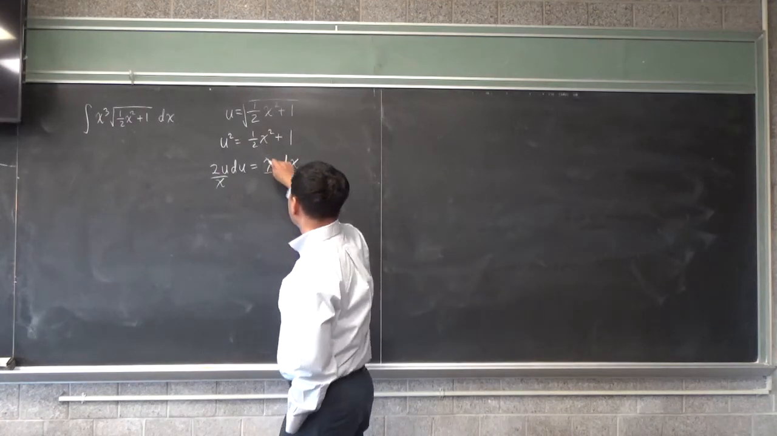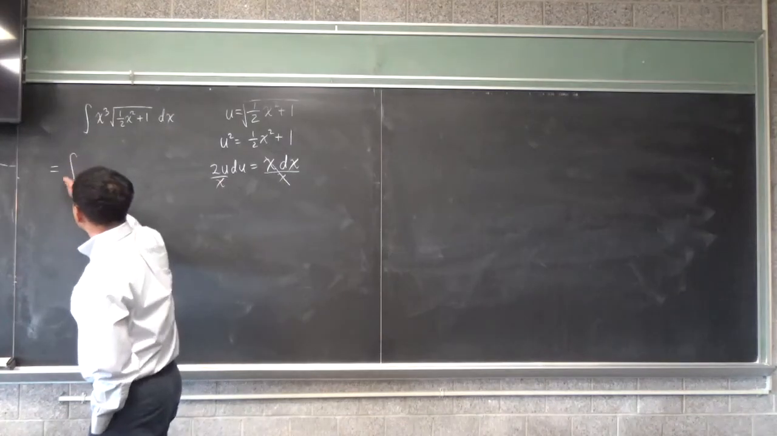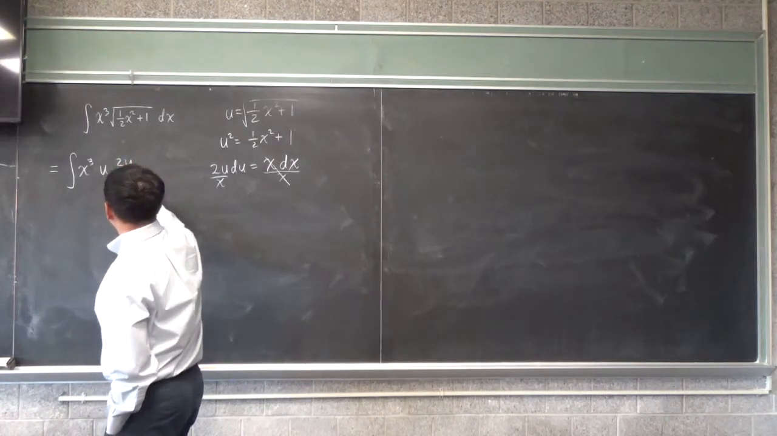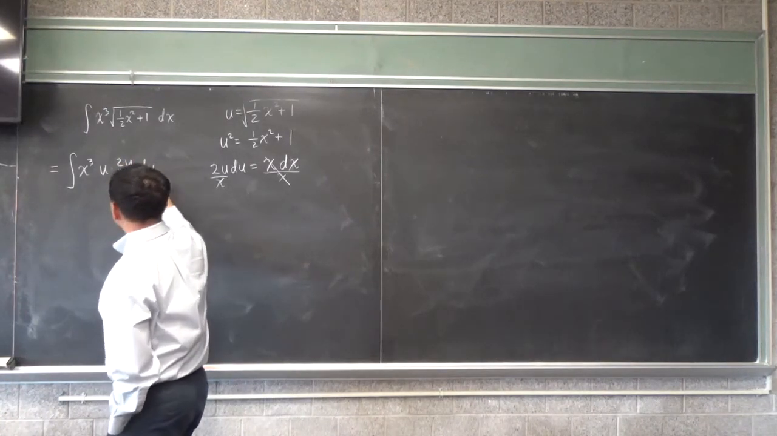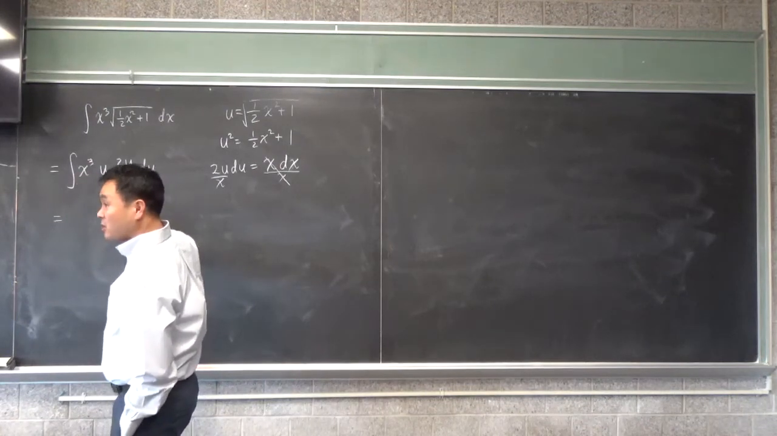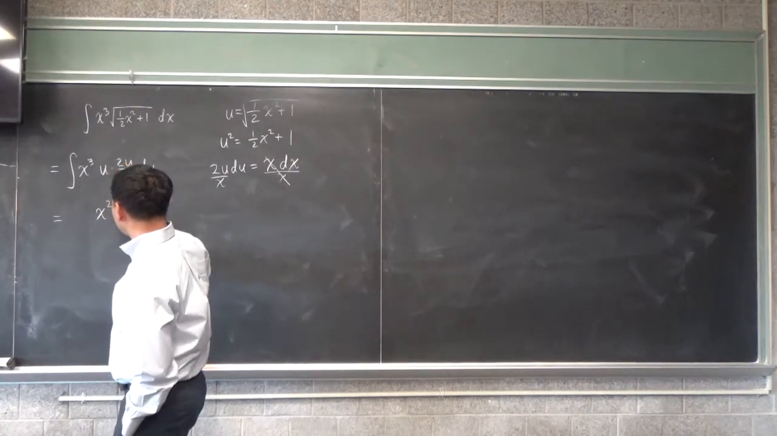Okay? That cancels. And that makes this integral into the integral of x cubed. We decide to make this entire thing u. And you have 2u over x du. And x cubed divided by x would be x squared times 2u, right? 2u squared.